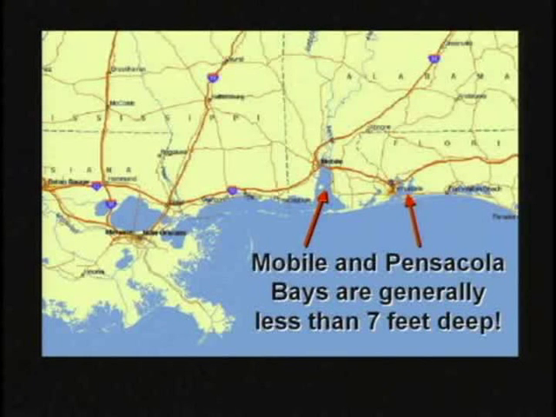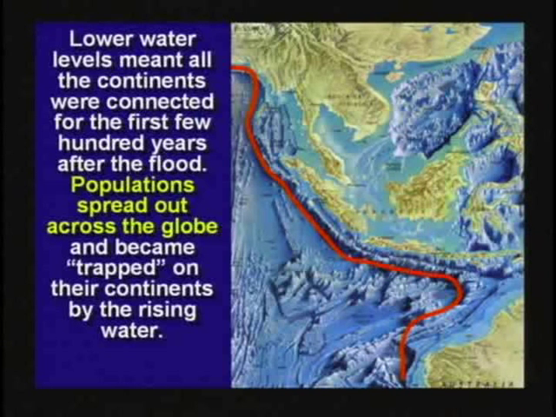A few hundred feet, and Australia would be connected to Vietnam. The water between Vietnam and Australia is very shallow. So the kangaroos, people say, how did the kangaroos get to Australia? They hopped. That's how they get everywhere.